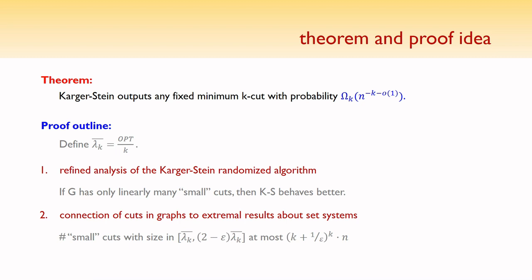For one, we use property 2 and show that if G has only a linear number of small cuts, by this definition of small, then actually Karger-Stein behaves much better. This will be more precise when we get there.